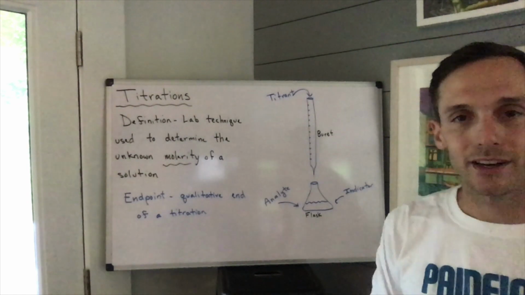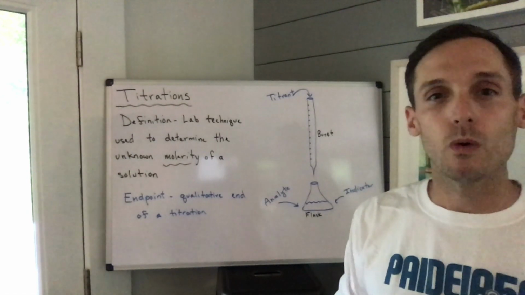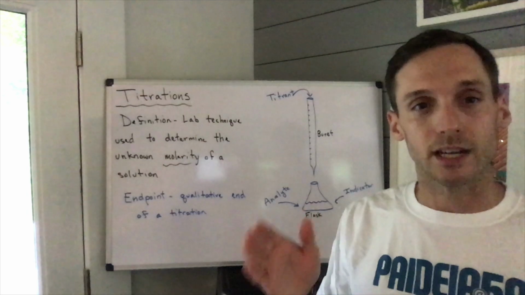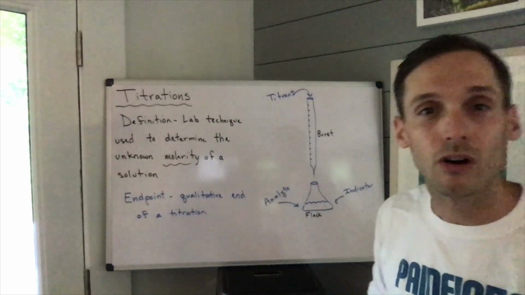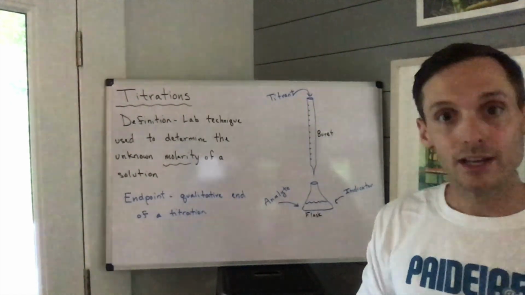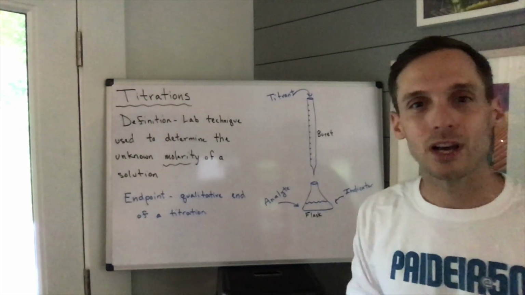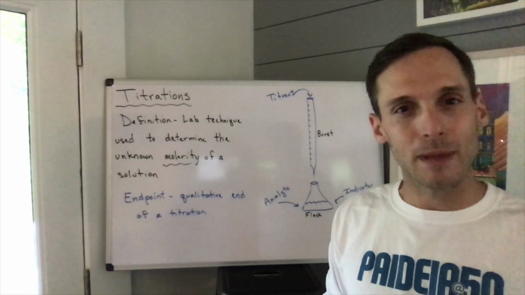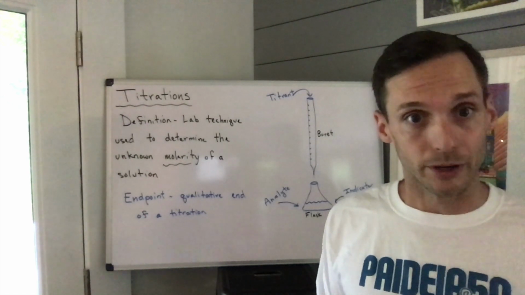Okay, and this indicator is going to give us a qualitative method to know when the titration is over, when you know that the titration is done, okay? And when it's done, that's what we call the end point of the titration. It is a qualitative end to the titration. And we say it's qualitative because these indicators are usually solutions. They're little solutions that we add in little amounts that change color when the titration is over, okay?